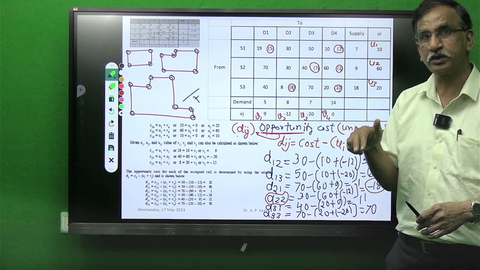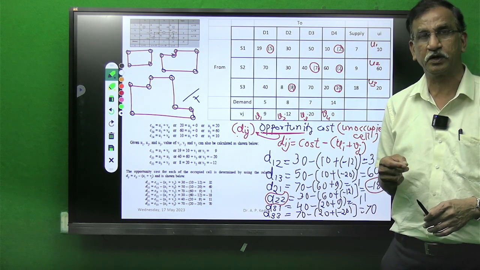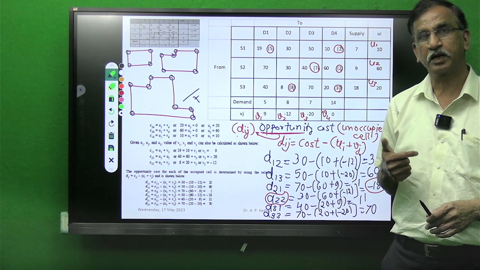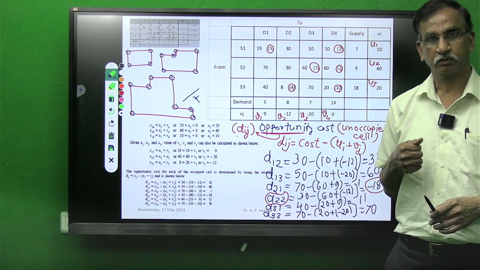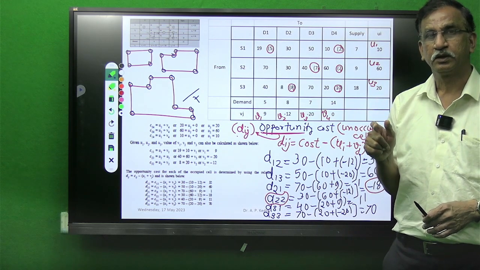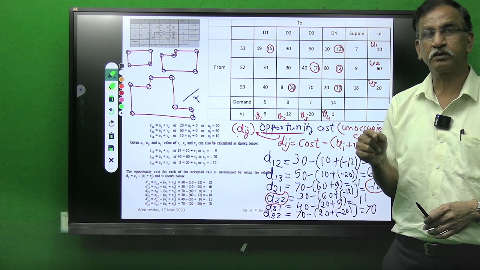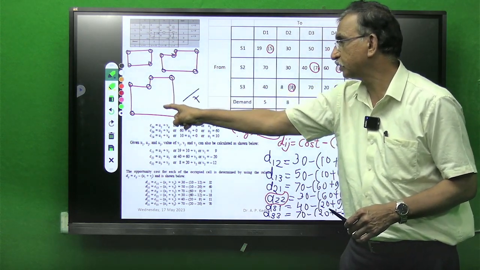But now suppose you are getting one value as minus 18 and other value minus 25. So which will be largest negative, students? Yes, minus 25. So that particular cell we will select as the cell to begin with the starting of the loop. Again, loop will be like this.